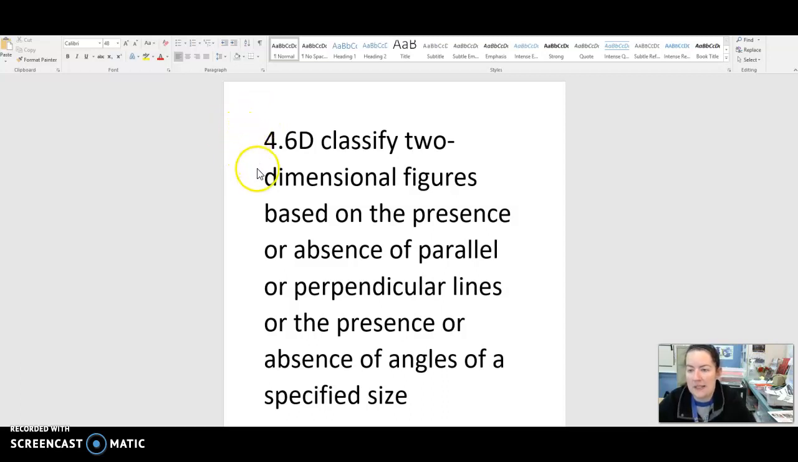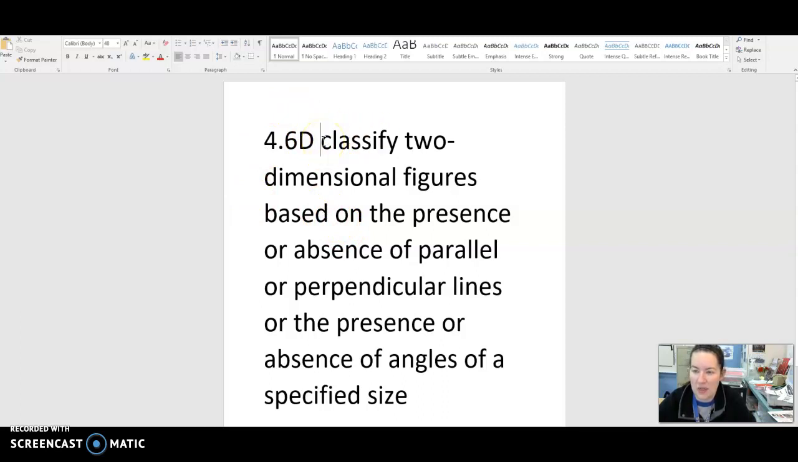It's 4.6D. It says classifying two-dimensional figures based on the presence or absence of parallel or perpendicular lines, or the presence or absence of angles of a specified size. So let's rewind and understand what this means.